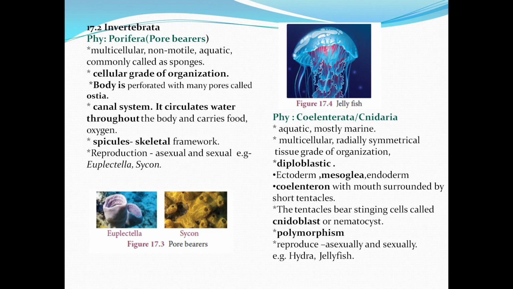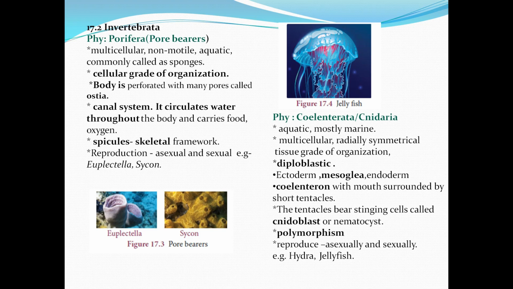Cnidarians are aquatic organisms; they all live in water, mostly marine, in sea water. A few live in fresh water. They are multicellular, with many cells. They have a radially symmetrical body with tissue grade of organization. Here the cells aggregate to form tissue. They are diploblastic with two germ layers, ectoderm and endoderm, and mesoglea in the center between ectoderm and endoderm, a jelly-like substance present between the two.